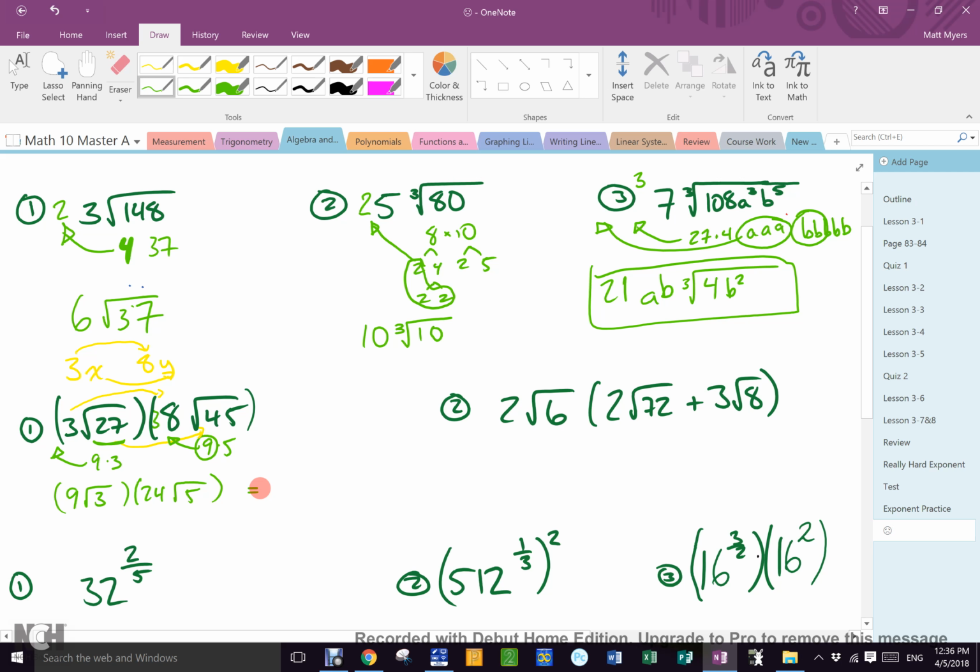Now it's super easy. 9 times 24. What's 9 times 20? What's 9 times 2? 18. Add a 0. 180. What's 9 times 4? 36. What's 180 plus 36? 216. 216 root 3 times 5. 15. Done.